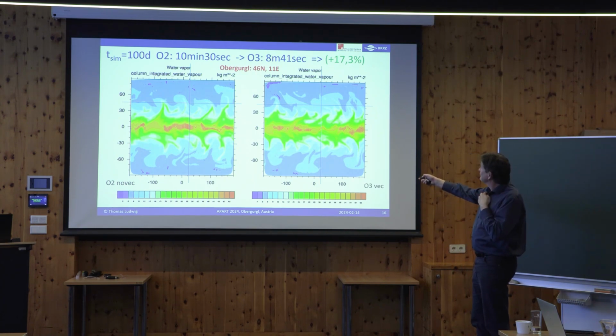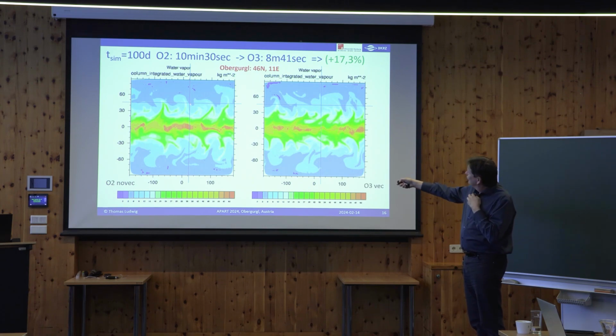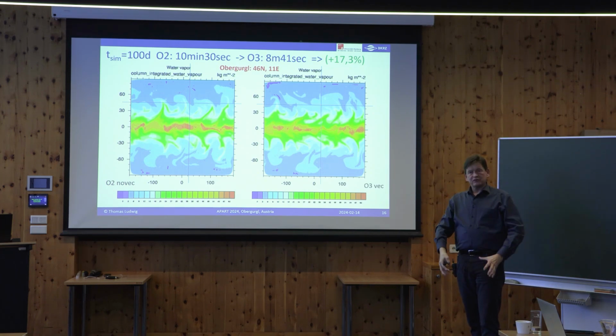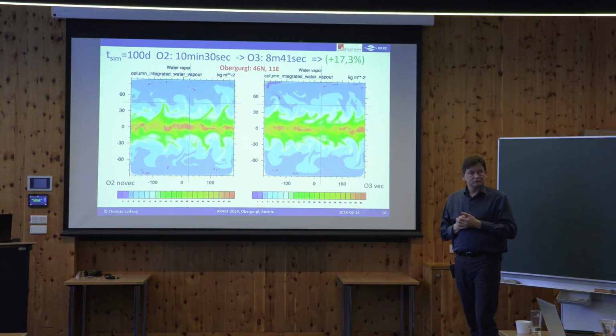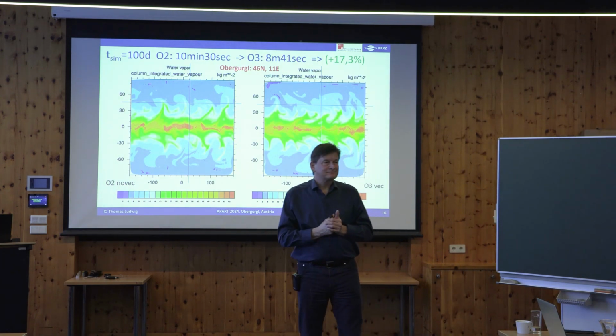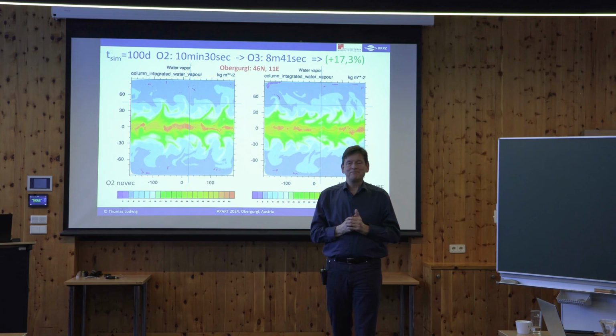Obergurgl, 46 degrees north and 11 east, is that point here. With this calculation it's this medium blue, and here it's this very light blue. So the water vapor has a completely different weight at that location. And we're trying to figure out when the ocean circulation current is going to collapse. This kind of difference could be which decade?